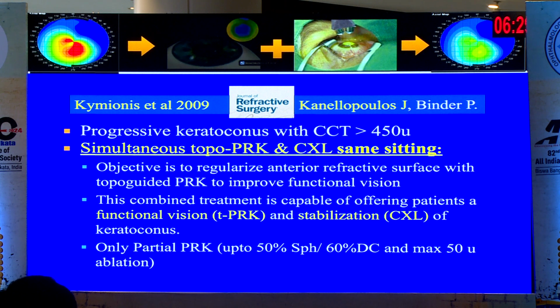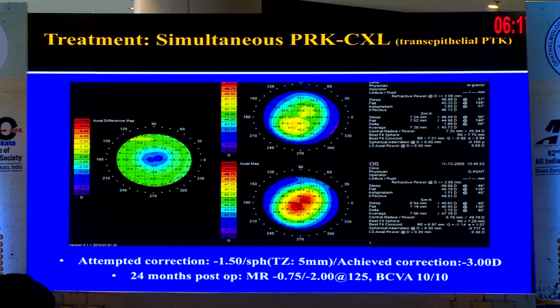So the objective here is to regularize the anterior refractive surface with topo-guided PRK to improve functional vision. It's not a refractive treatment per se, so you should restrict your ablation to less than 50 microns, and only a partial PRK should be performed. With the same approach, which is now known as the Athens protocol, in the same patient we improved the vision from 6/12 to 6/6, and this is the 2-year follow-up demonstrating an excellent regularization of topography.